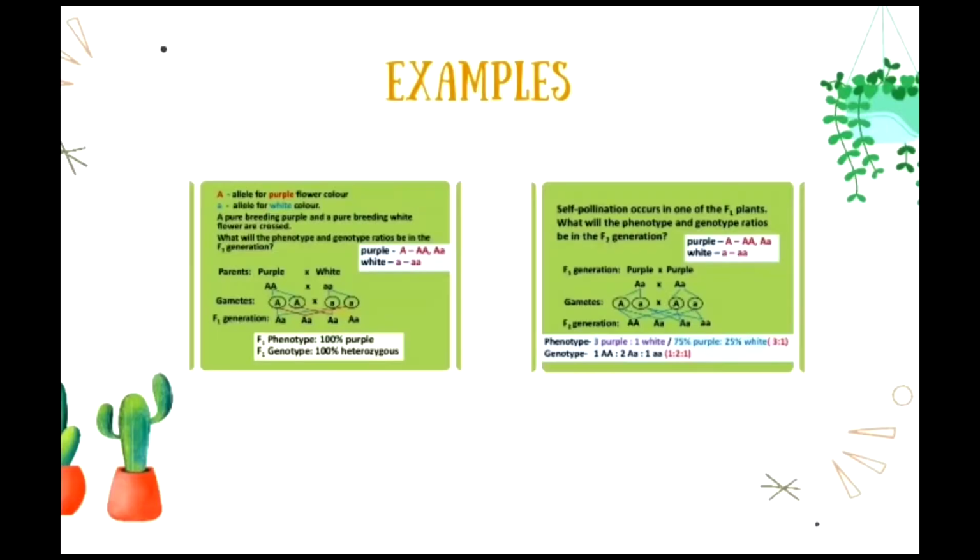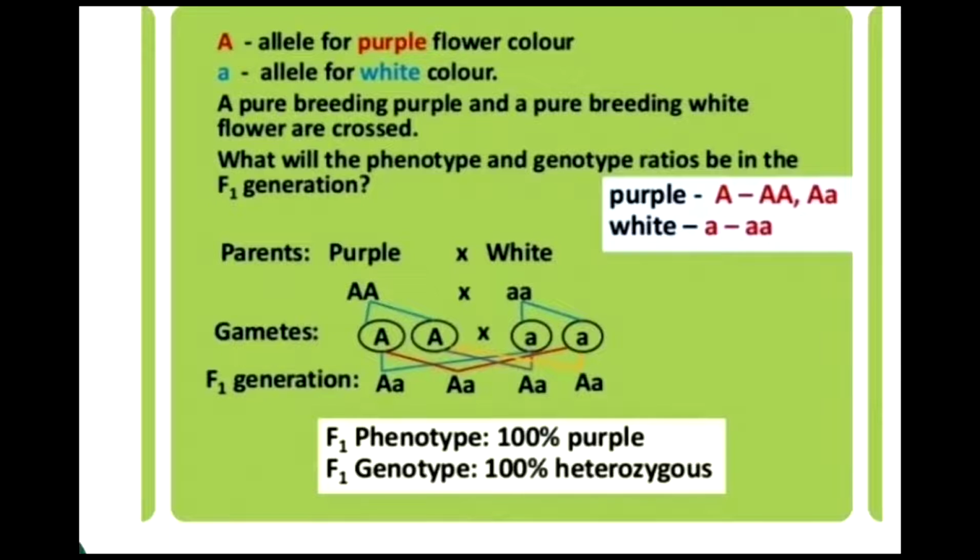For the next example, this is how we find the phenotype and genotype ratio in the F1 generation. The purple color represents the dominant allele and the white color represents the recessive allele. So the result of phenotype in the F1 generation will be 100% purple, and the genotype is 100% heterozygous.